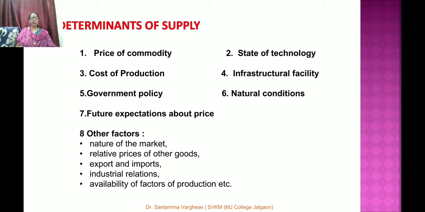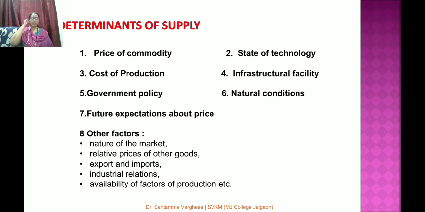Now, the next, the 6th point, is natural condition. The supply of agriculture products depends on the natural condition. For example, a good monsoon and favorable climate conditions will produce a good harvest. So, the supply of the agriculture product will increase and unfavorable climate also reduces the supply. In the same way, even industrial products are affected by natural conditions. If there is too much rain or a flood happens, what happens? The road transport will be blocked and even the products will not be transported. That also affects it. So natural conditions affect the determination of supply.